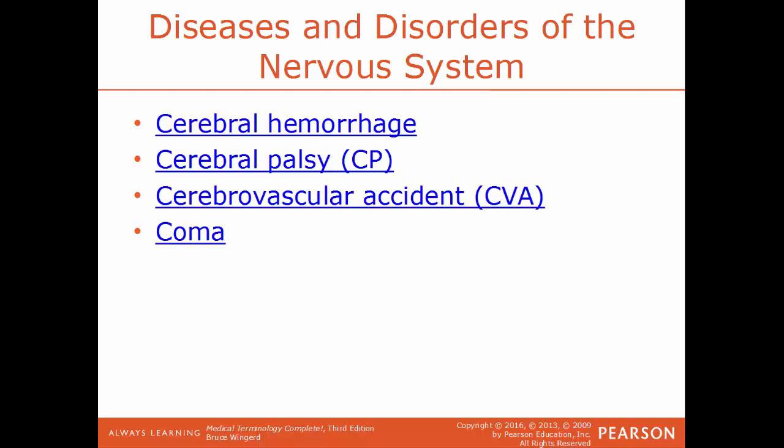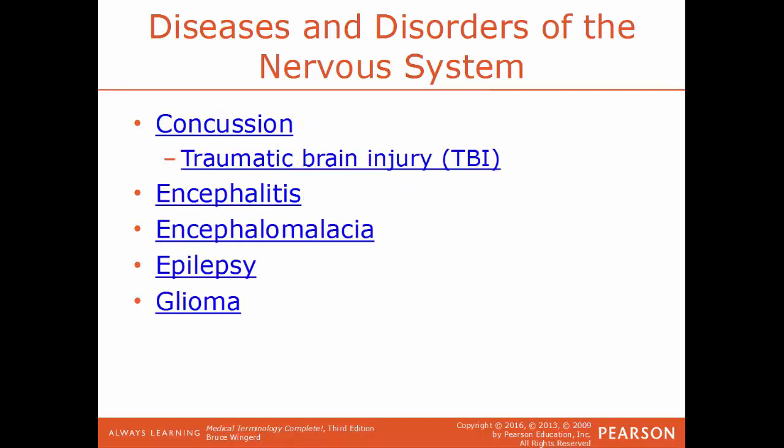And our last term here, coma. This is a state of very deep unconsciousness that may last for a short amount of time. It may be a very long time. It's usually caused by a severe illness or a severe injury. Our next term, concussion. This is a temporary unconsciousness. It's caused by a blow to the head.